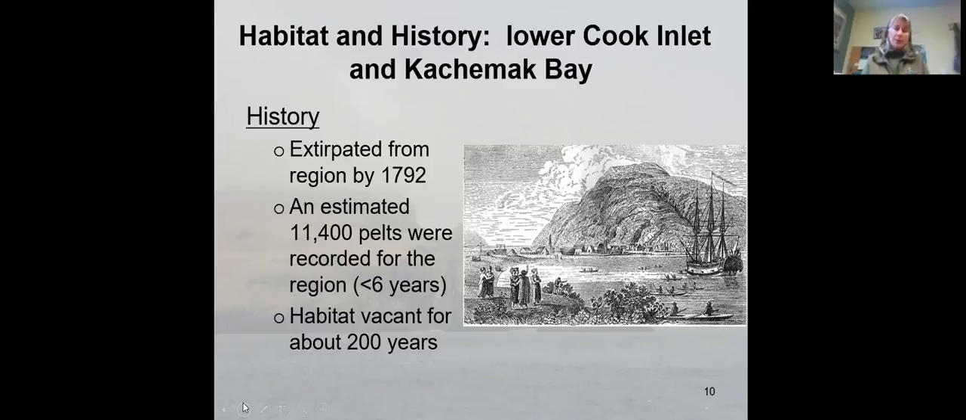So the Lower Cook Inlet and Kachemak Bay example: very systematic harvest, completely extirpated by 1792, a very short time frame, just under 12,000 pelts were documented to be leaving this area, this footprint, and then almost 200 years of no sea otters in the system. Next, please.